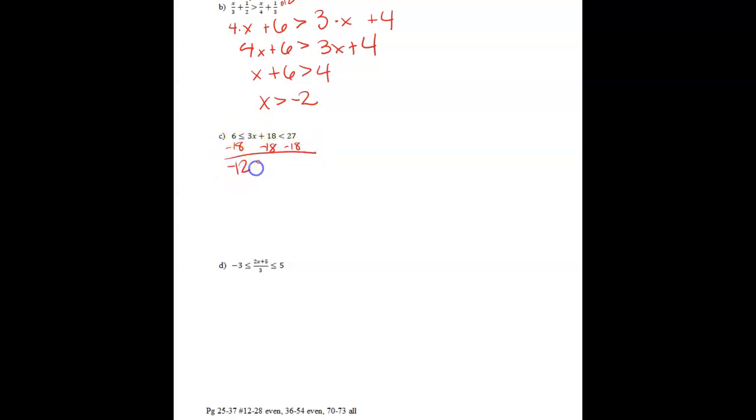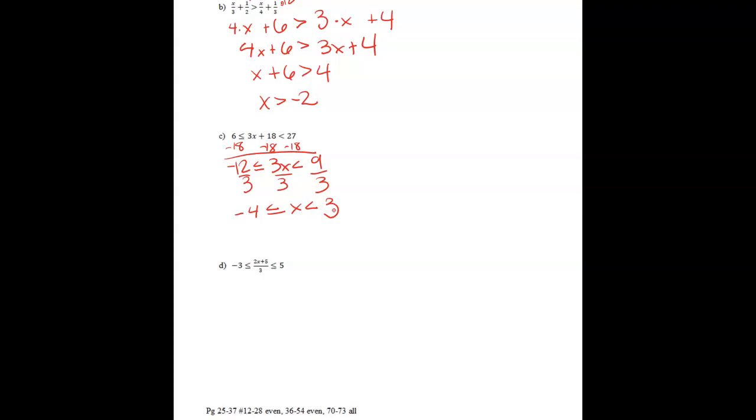So I'd get negative 12 is less than or equal to 3x, which is less than 9. Alright, so now I normally divide by 3, so I'm still going to divide by 3, but I just have to remember to do it to all three sides. So I would go ahead and I would get negative 4 is less than or equal to x, which is less than 3. And with that, I'm done.